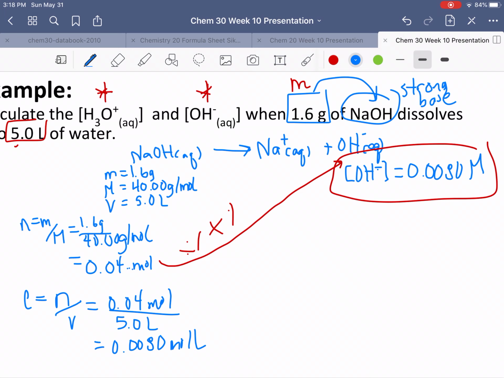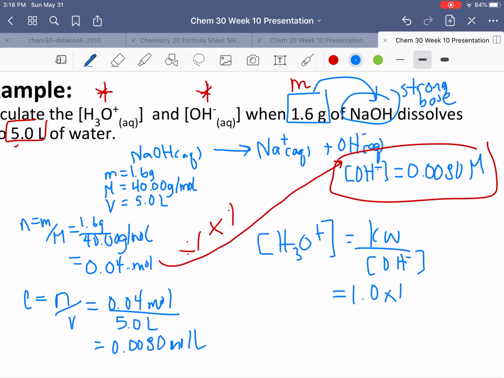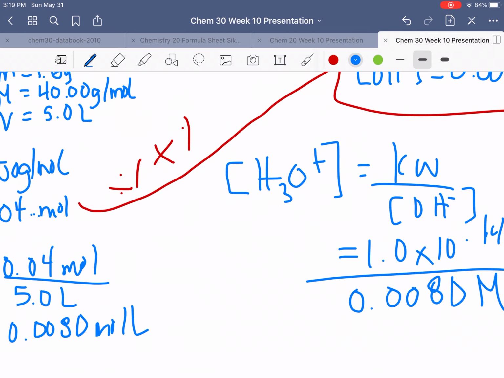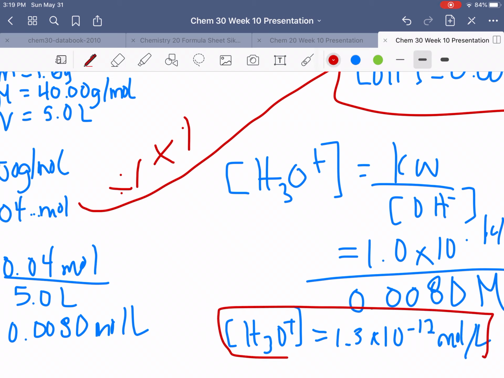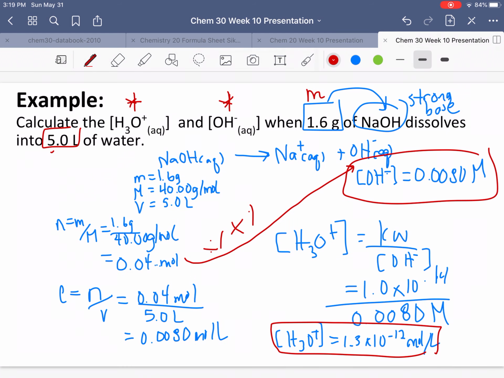Now, same. How do you get hydronium concentration now? Well, the handy dandy recognized equilibrium law for the autoionization of water. H3O+ equals Kw over hydroxide concentration, which we just got, 1.0 times 10 to the negative 14 divided by 0.0080 molarity. And our hydronium concentration is going to be equal to 1.3 times 10 to the negative 12 moles per liter. And there we go. Both things have been figured out, guys.